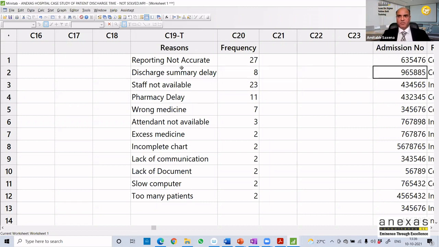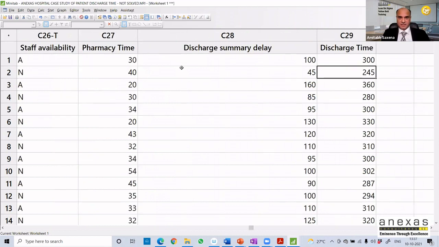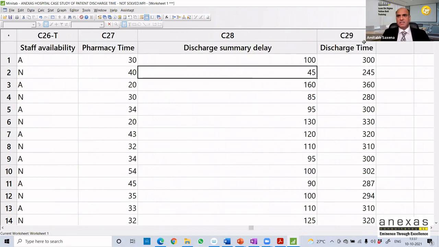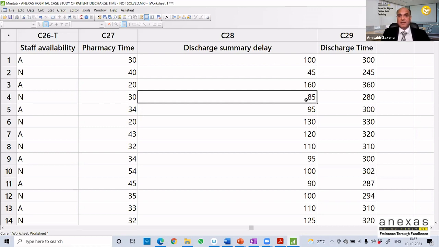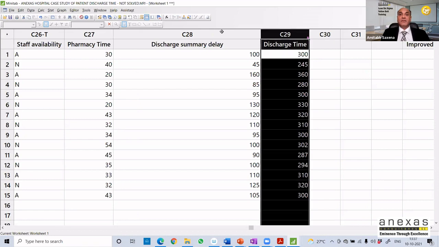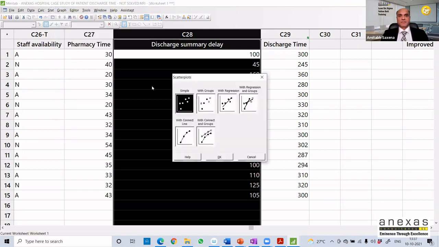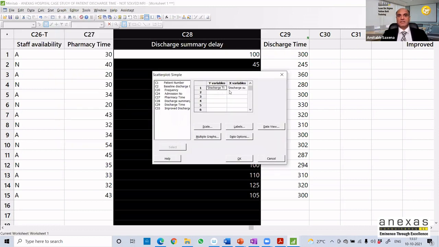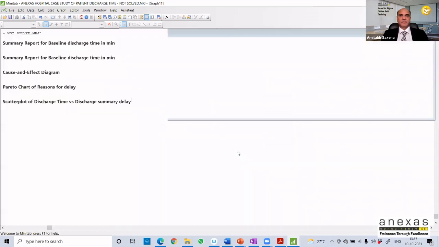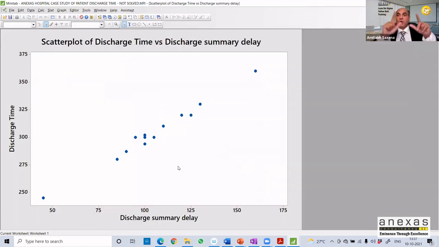Just to give an example, suppose I want to investigate, is my discharge time affected by the discharge summary delay? That's what I suspect, that it is getting affected. I can further do a validation by using a tool called scatter plots. What do you mean by scatter plot? Let us see. I plot the data of discharge time versus discharge summary time. And I see, are they correlated?